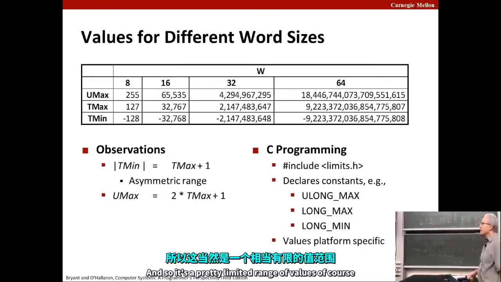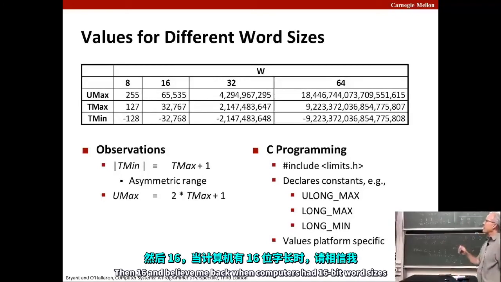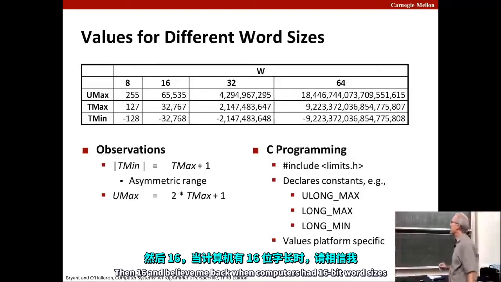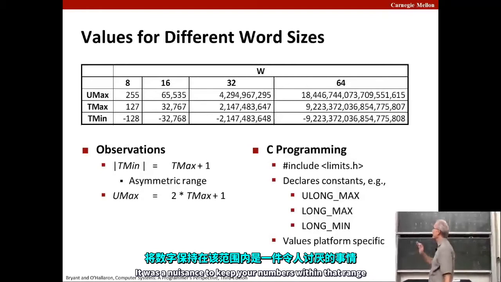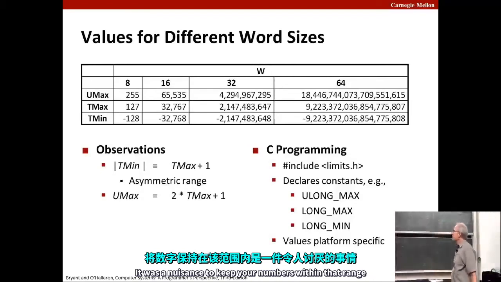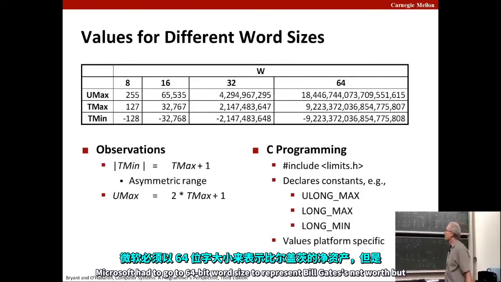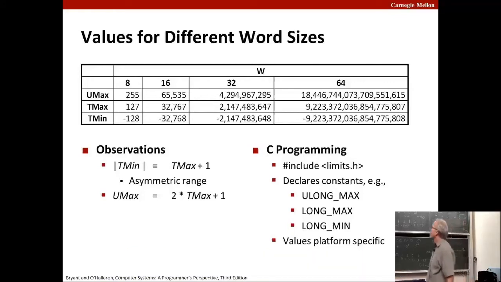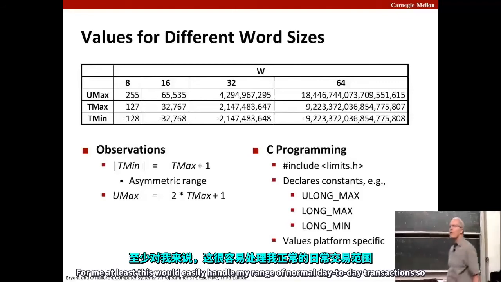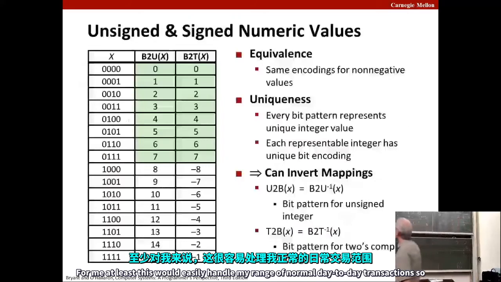And so it's a pretty limited range of values, of course. And then 16, and believe me, back when computers had 16-bit word sizes, it was a nuisance to keep your numbers within that range. And 32 gives you a pretty decent range. It used to be said Microsoft had to go to 64-bit word size to represent Bill Gates' net worth. But for me, at least, this would easily handle my range of normal day-to-day transactions.